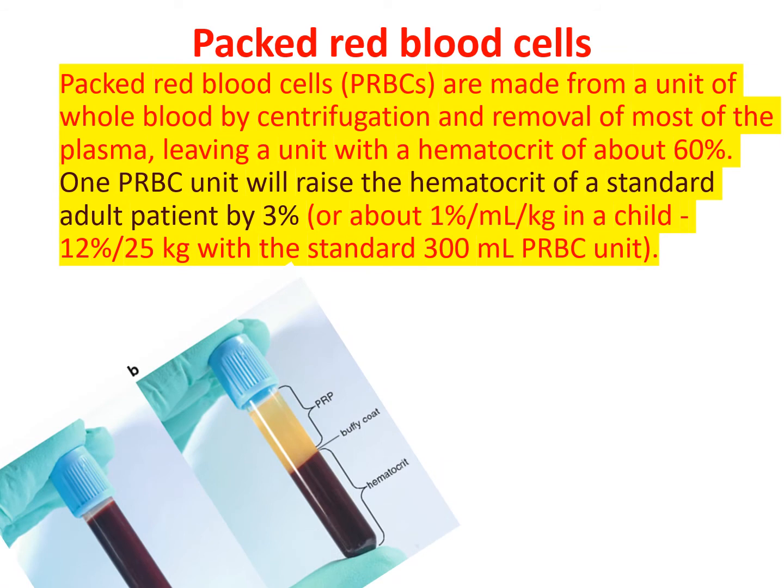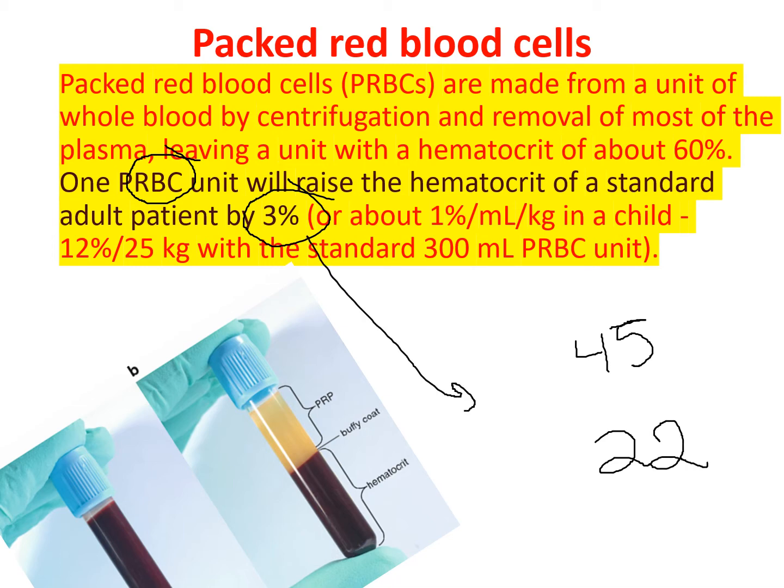By the way, if you receive one packed red blood cell unit, it will raise the hematocrit of a standard adult patient by about 3%. So if your hematocrit is supposed to be, let's say, 45%, and it is down to, I don't know, let's say 22%, then if you get a packed red blood cell unit, you'll be up to 25%, and if you get another one, you'll be very close to 30%, which is not so bad, but still kind of low for most people. Women are usually a little below 45%.